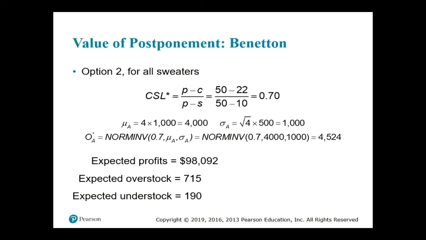Now, if demand across different colors are positively correlated, how would that affect the benefit of postponement? It would decrease the benefit, because the cancellation effect is less, right?